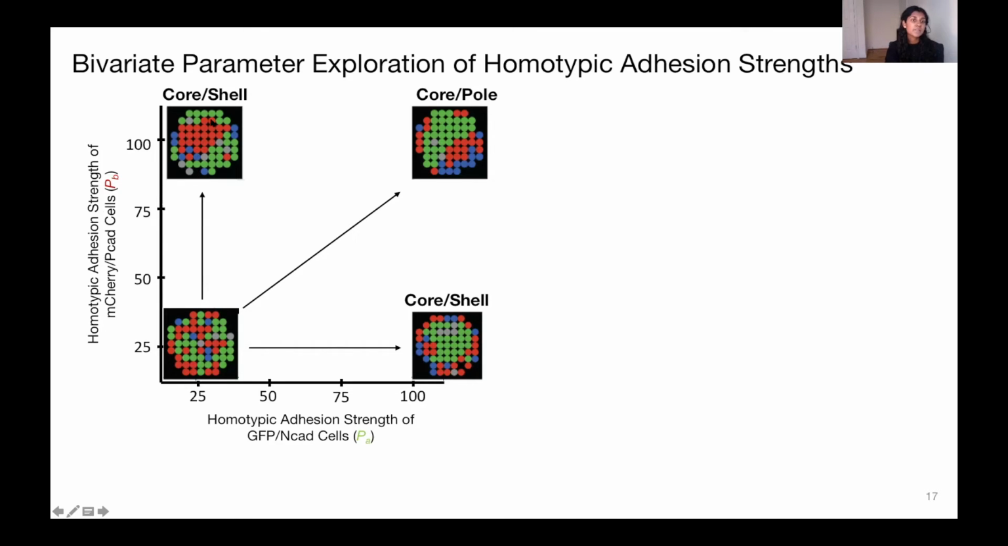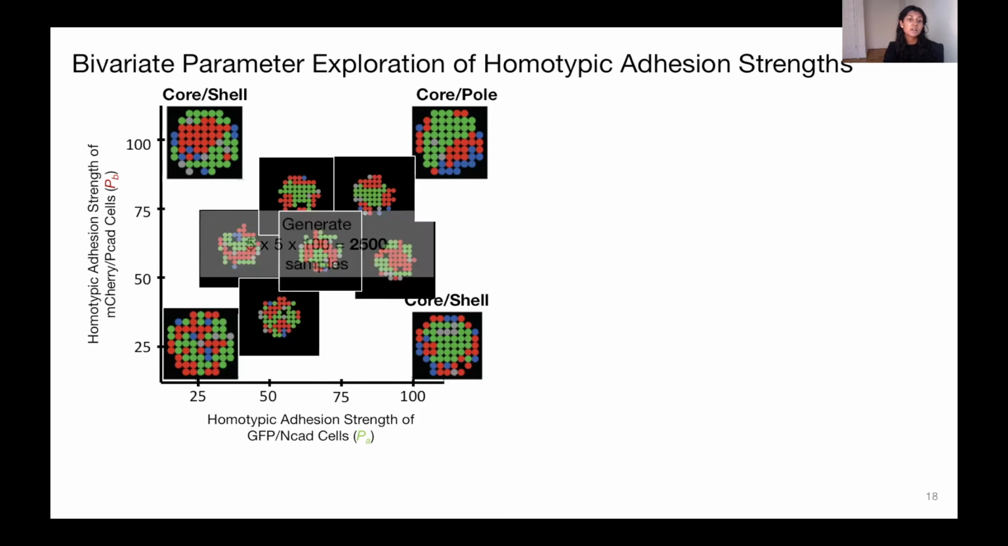When one cell type has 100% adhesion while the other cell type has 0% adhesion, these core shell patterns arise, where the more adhesive cell type is surrounded by a contiguous shell of less adhesive cells. And then finally, when the cells have maximal and high homotypic adhesion, these core pole patterns arise, which we've seen before. But these are just the extrema of this parameter space exploration.